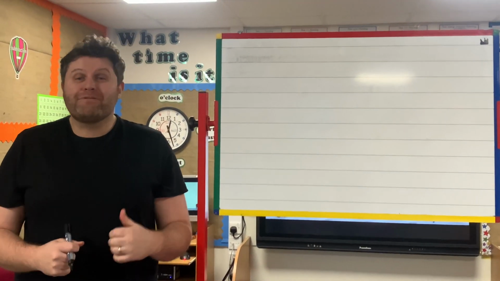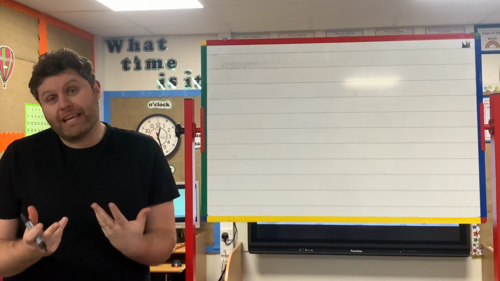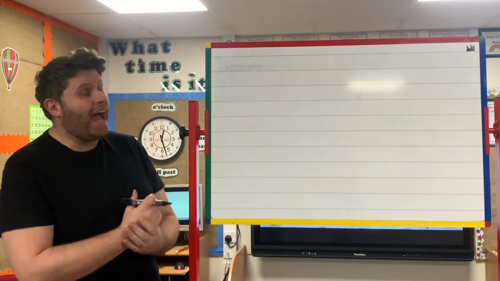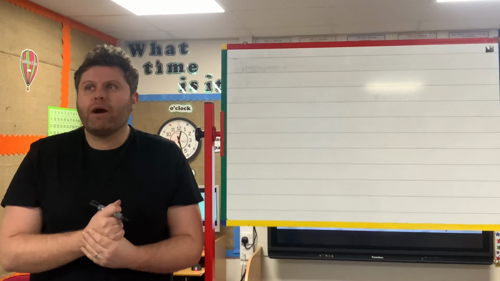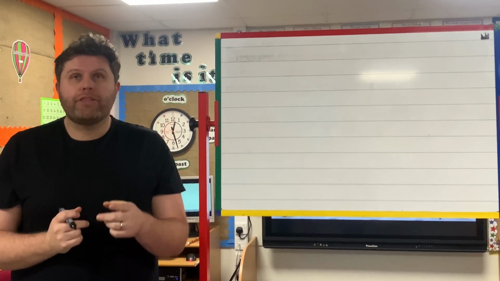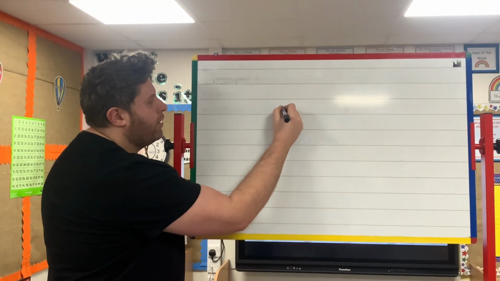Okay, boys and girls, that was some fantastic work going through the sounds that you know. Now we're going to do some segmenting of words. Okay, so I would like to segment the word pot. So I'm going to think about that word pot. It begins with the p sound. So I'm going to write p.